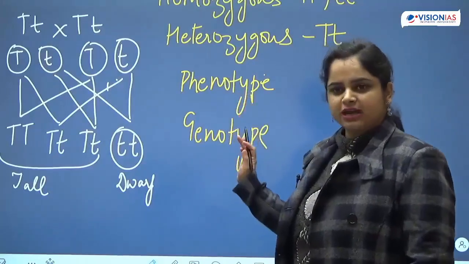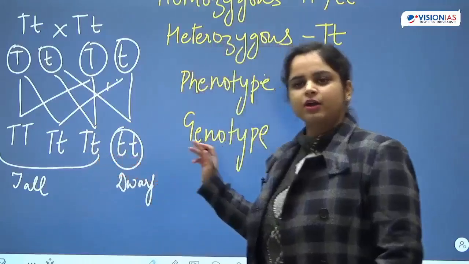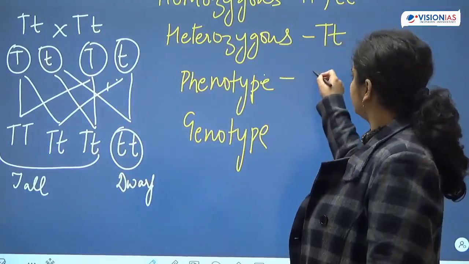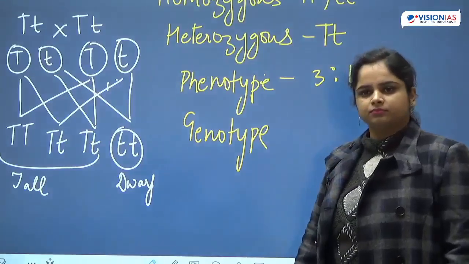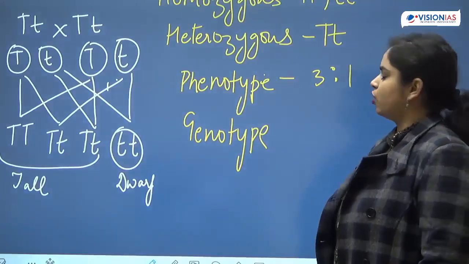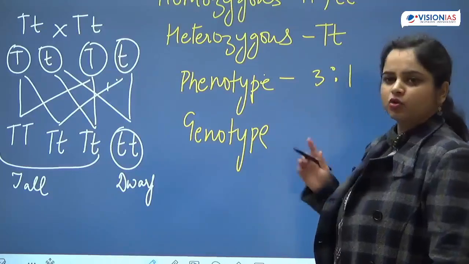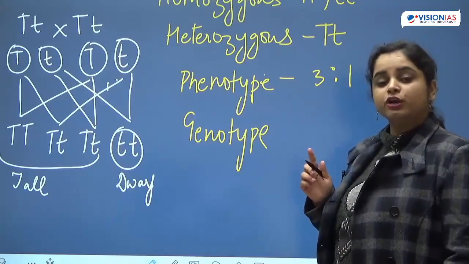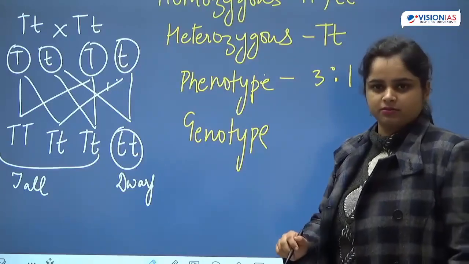अब पहले phenotype की बात करते हैं. Phenotype में we have 3 tall, 1 dwarf. So the ratio is going to be 3:1. 3 tall, 1 dwarf. So the ratio is 3:1. This is according to appearance. This is according to their observable characteristic.